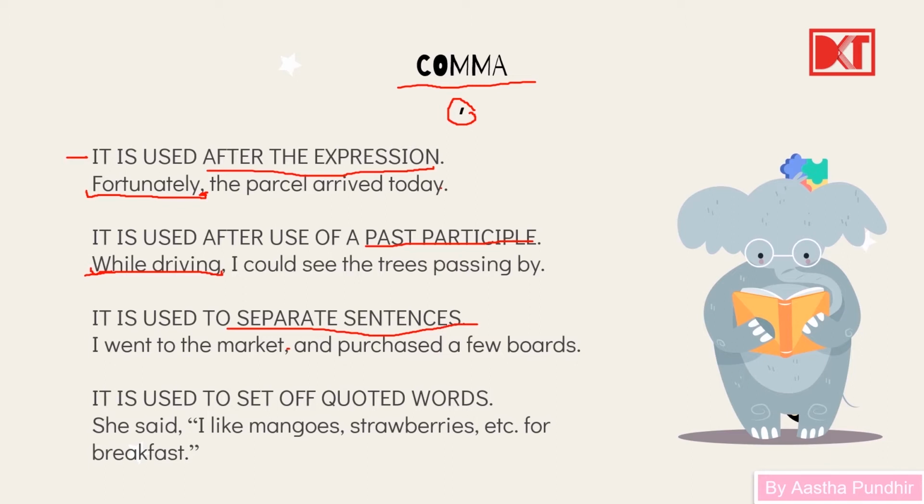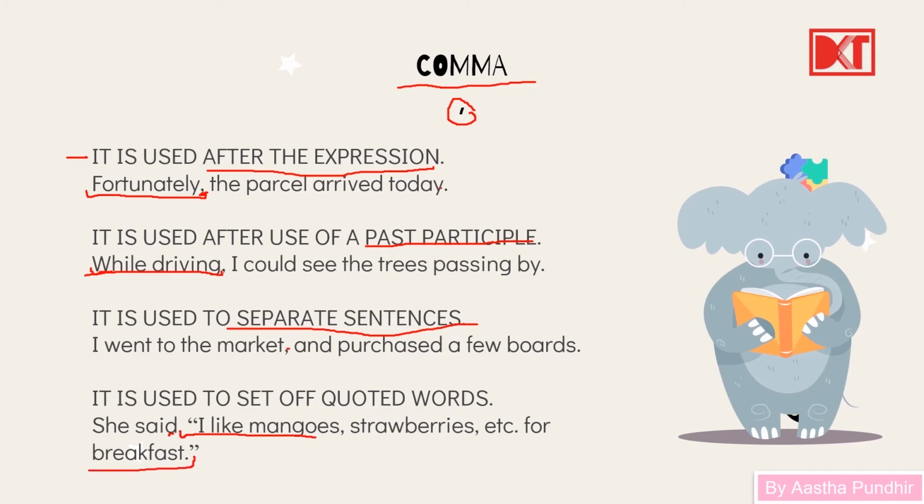Alright. The other usage is that it is used to set off quoted words. For example, she said, comma. Now when we are telling what someone has said exactly, when we are quoting somebody else, she said, and then the exact words, I am telling her exact words. Then we use a comma and then give her quoted words.